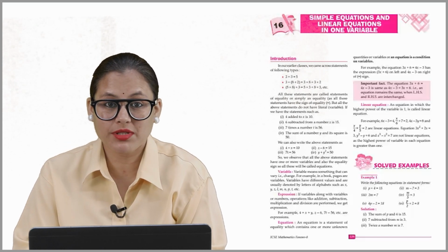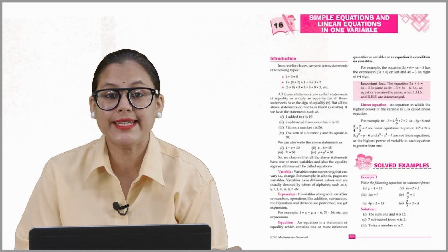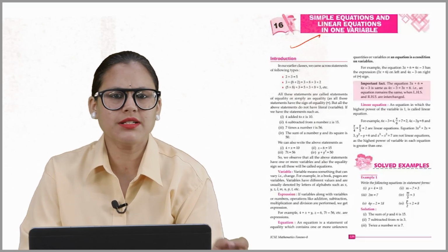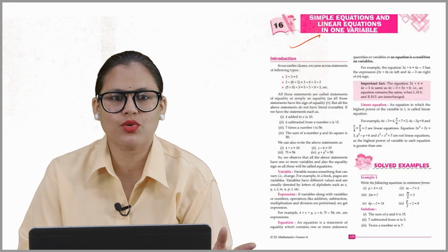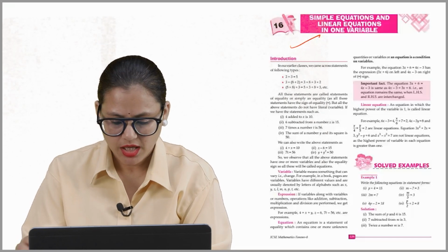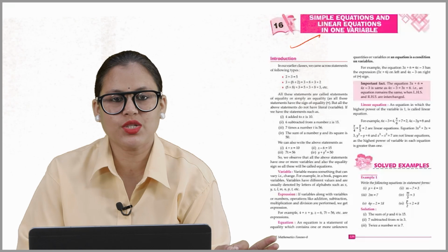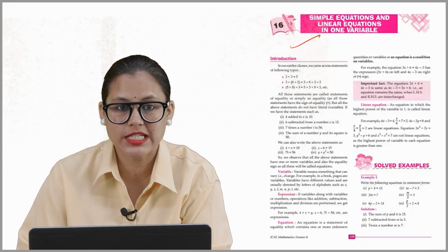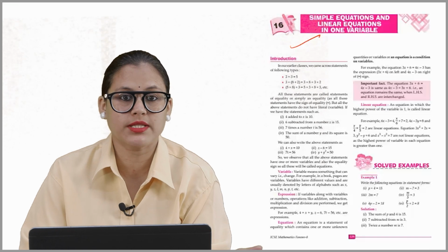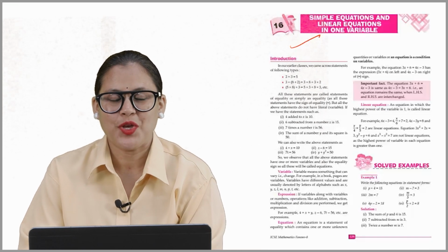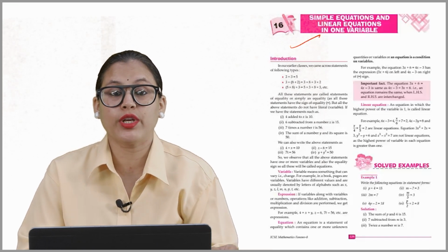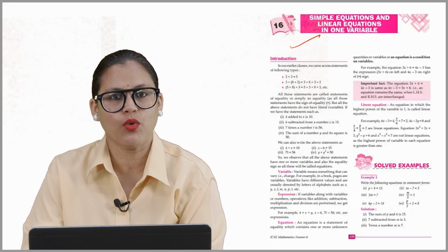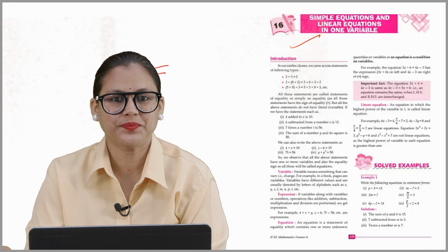Let's start today's chapter, simple equations and linear equations in one variable. Introduction. In our earlier classes, we came across statements of the following types, like 2 plus 3 is equal to 5, 3 into 8 plus 2 is equal to 3 into 8 plus 3 into 2, and 5 plus 8 into 3 is equal to 5 into 3 plus 8 into 3, etc. So all these statements are called statements of equality, or simply an equality, as all these statements have the sign of equality, meaning this sign.